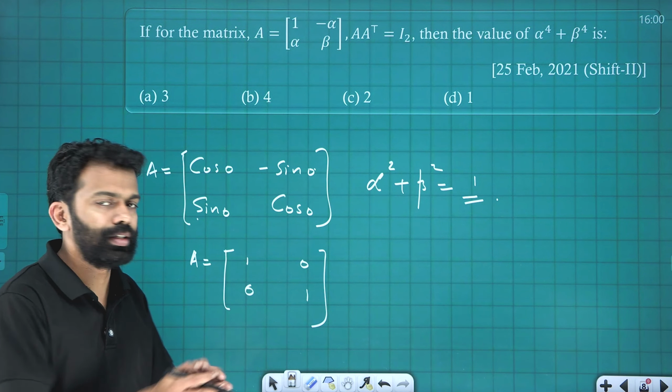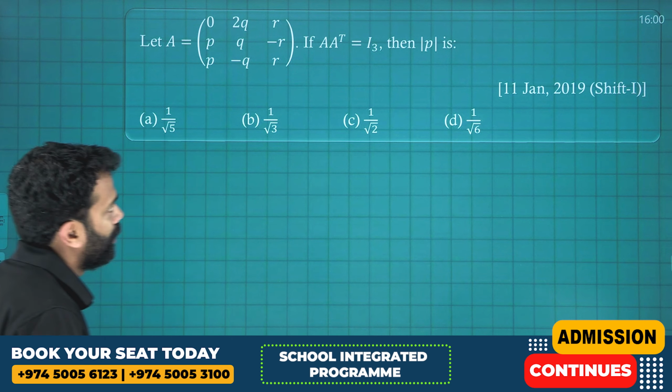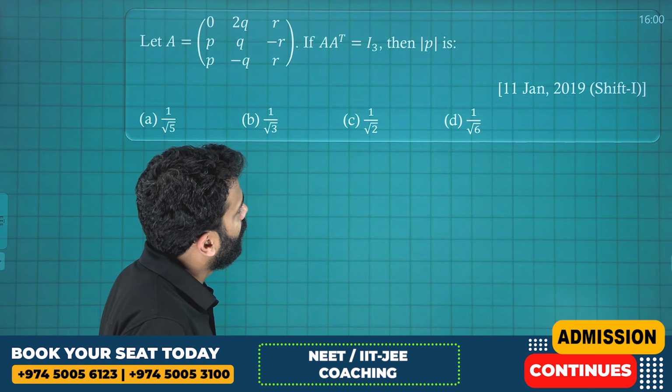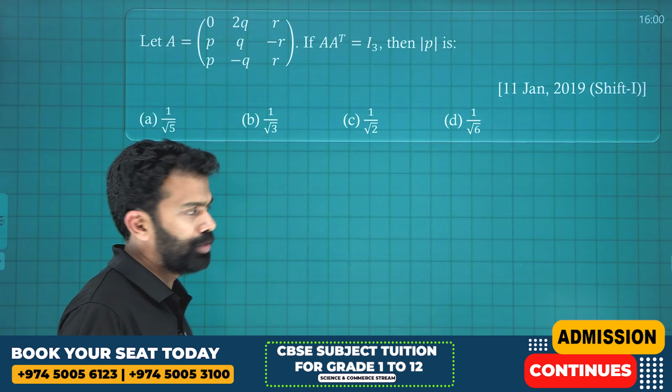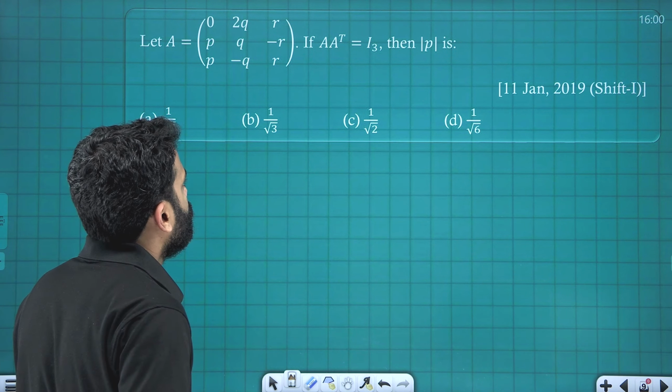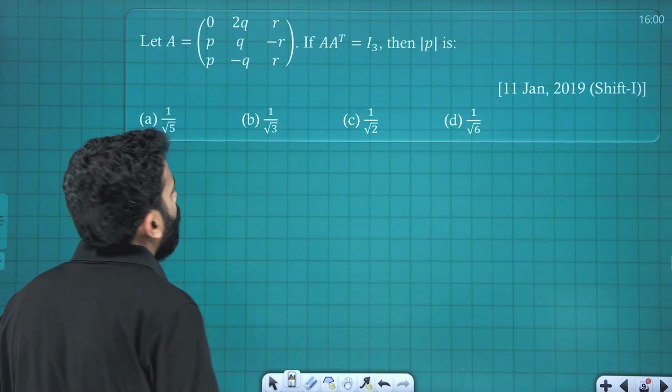Okay, and it's A is equal to 0 to QR, P, Q minus R, P minus QR. And it is stated that A into A transpose is an identity matrix, I3, meaning an identity matrix of order 3. You need to find modulus of P. It's not determinant, actually it's modulus of P. Okay, so what will you do for this question?